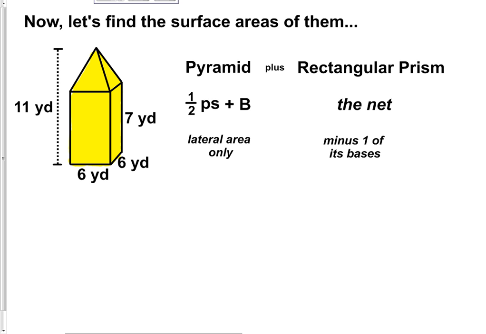So we're going to have to make some adjustments. For the pyramid, we're looking for the lateral area only, which means the base is not needed. We would actually remove that from the formula. And the rectangular prism, we would not need one of its bases. Okay, so let's see if we can figure out what the surface area formula for this particular situation is actually going to do.